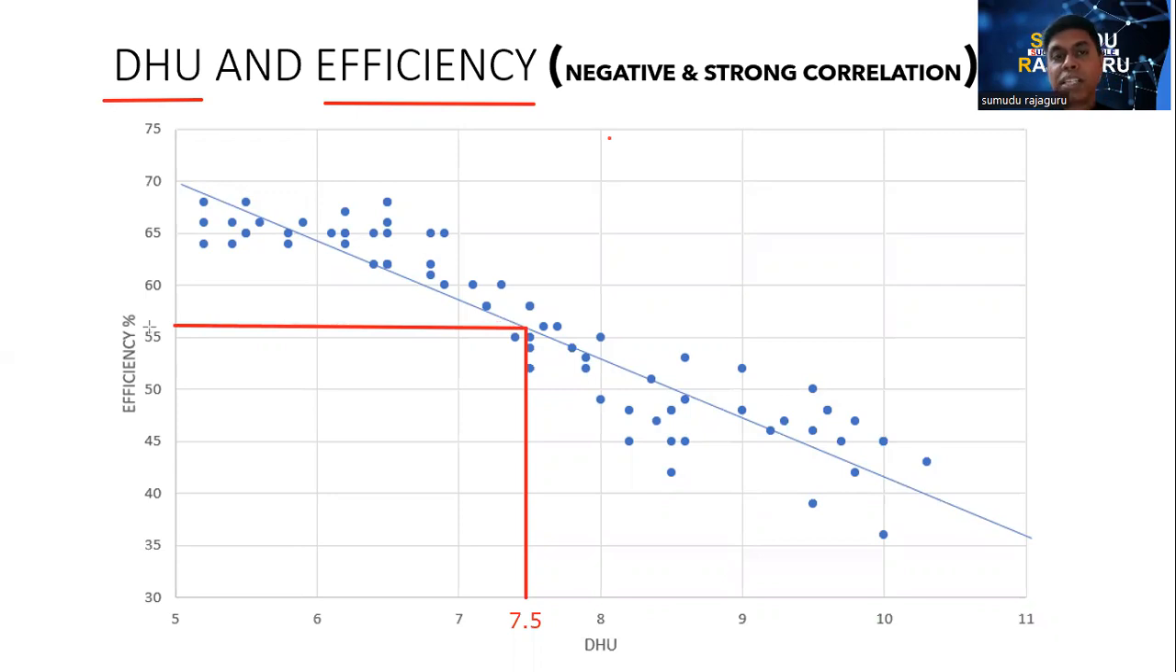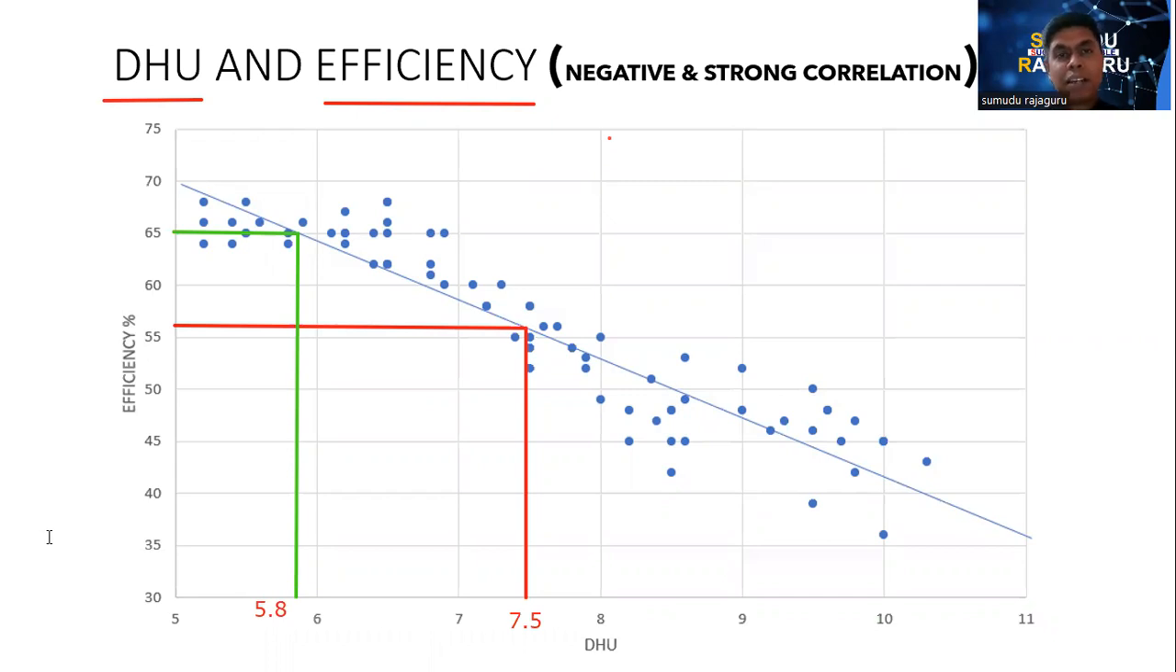So that is a projection. The other way also we can project. When the efficiency is 65, what can the damage percentage be? It may be 5.8 or something. So by using a scatter plot, we can project also. If we know one parameter, we can project what the next parameter will be. This is the beauty of scatter plots.